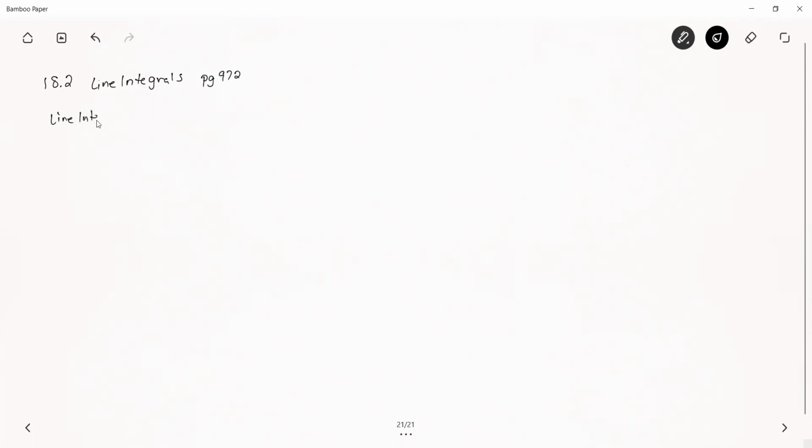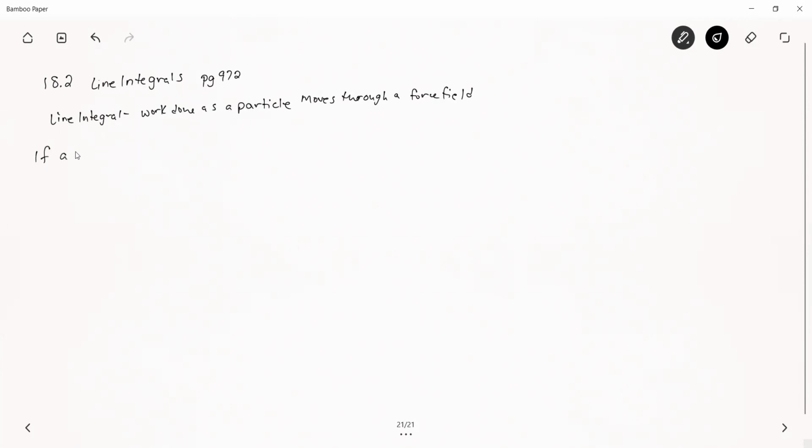Okay, so a line integral is just the work done as a particle moves through a force field. So that's what a line integral does. It's just the work that's done as the particle moves through a force field.